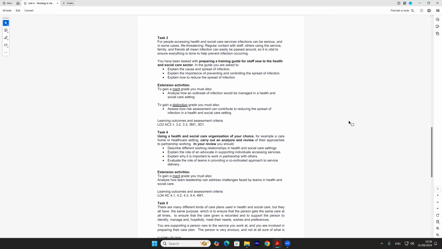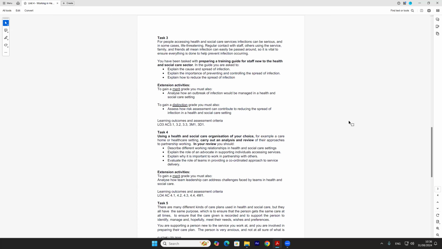MRSA can spread through skin to skin contact. Then we have indirect contact as well. So pathogens can spread by contaminated objects or surfaces. For example, we can take the example of a doorknob that has been contaminated by an infected person, and then touching your face can spread infection.